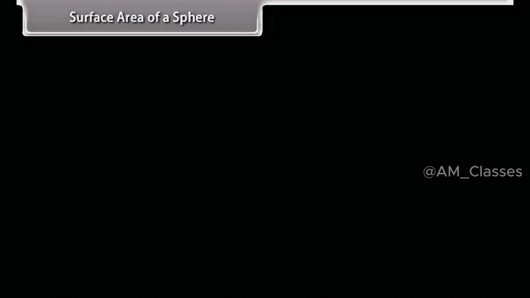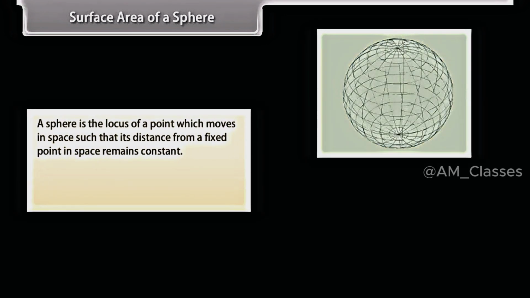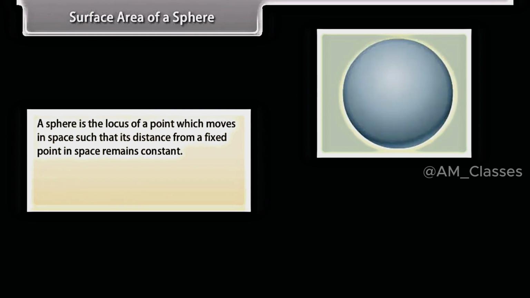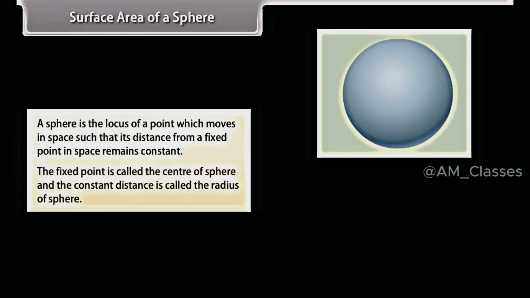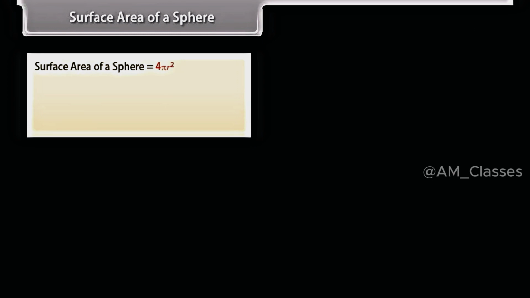Surface area of a sphere. A sphere is the locus of a point which moves in space such that its distance from a fixed point in space remains constant. The fixed point is called the center of sphere and the constant distance is called the radius of sphere. A sphere is like the surface of a ball. Surface area of a sphere is equal to 4 pi r square.